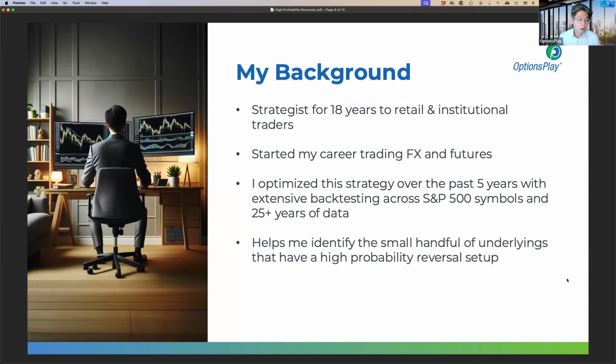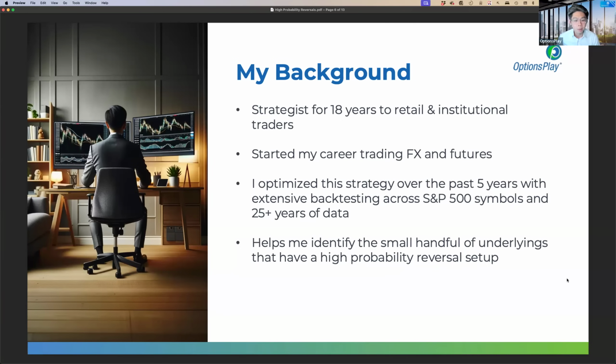To kick this off, a little bit of background on me: I've been a market strategist for nearly 18 years, and over that time I've worked with thousands of retail and institutional investors. I've seen just about every possible trading strategy under the sun: technical strategy, fundamental strategy, statistical strategy. And I've seen what works, what doesn't work, and the performance of different types of strategies.